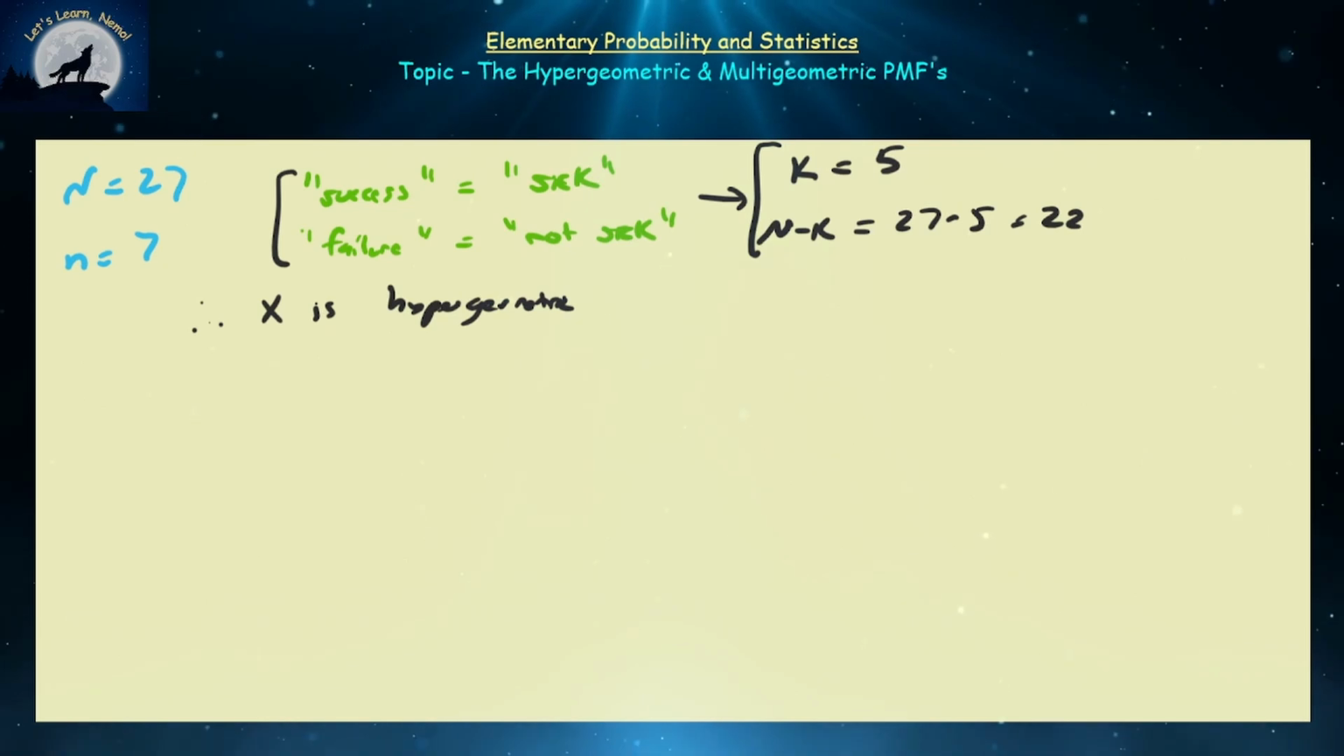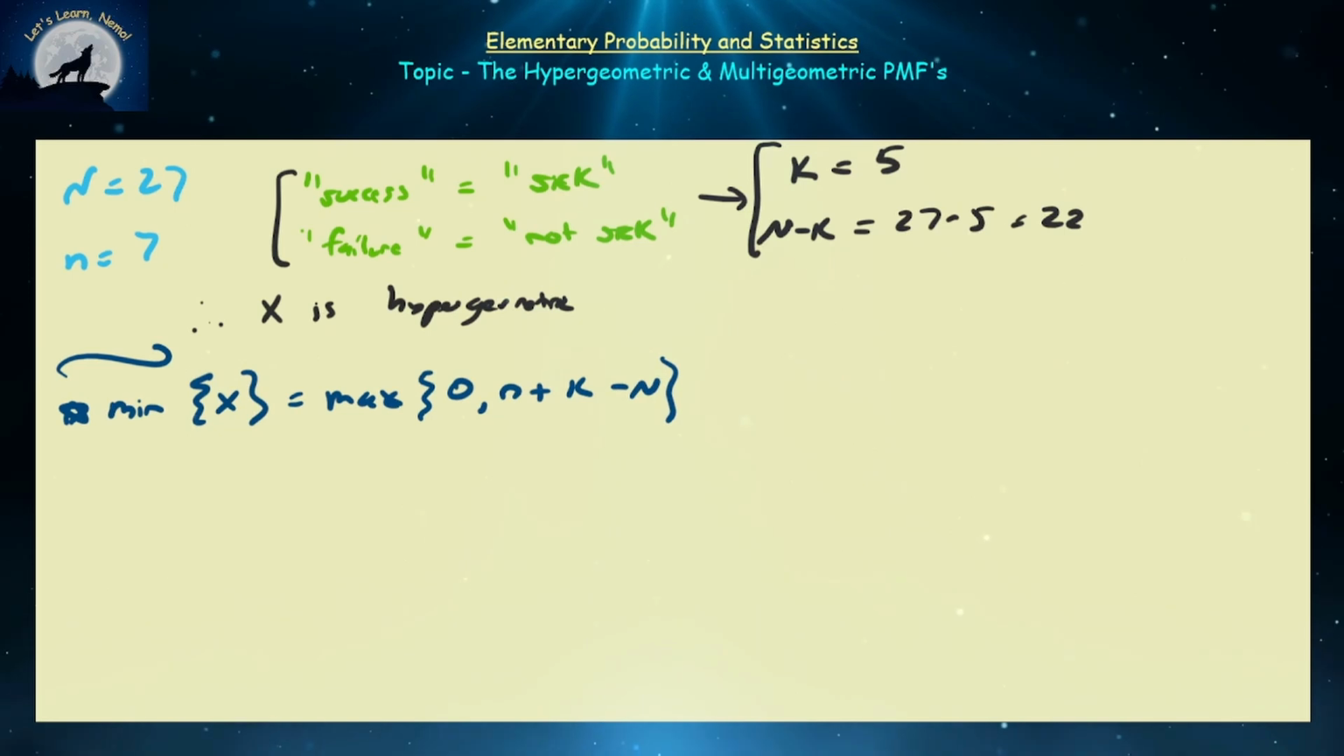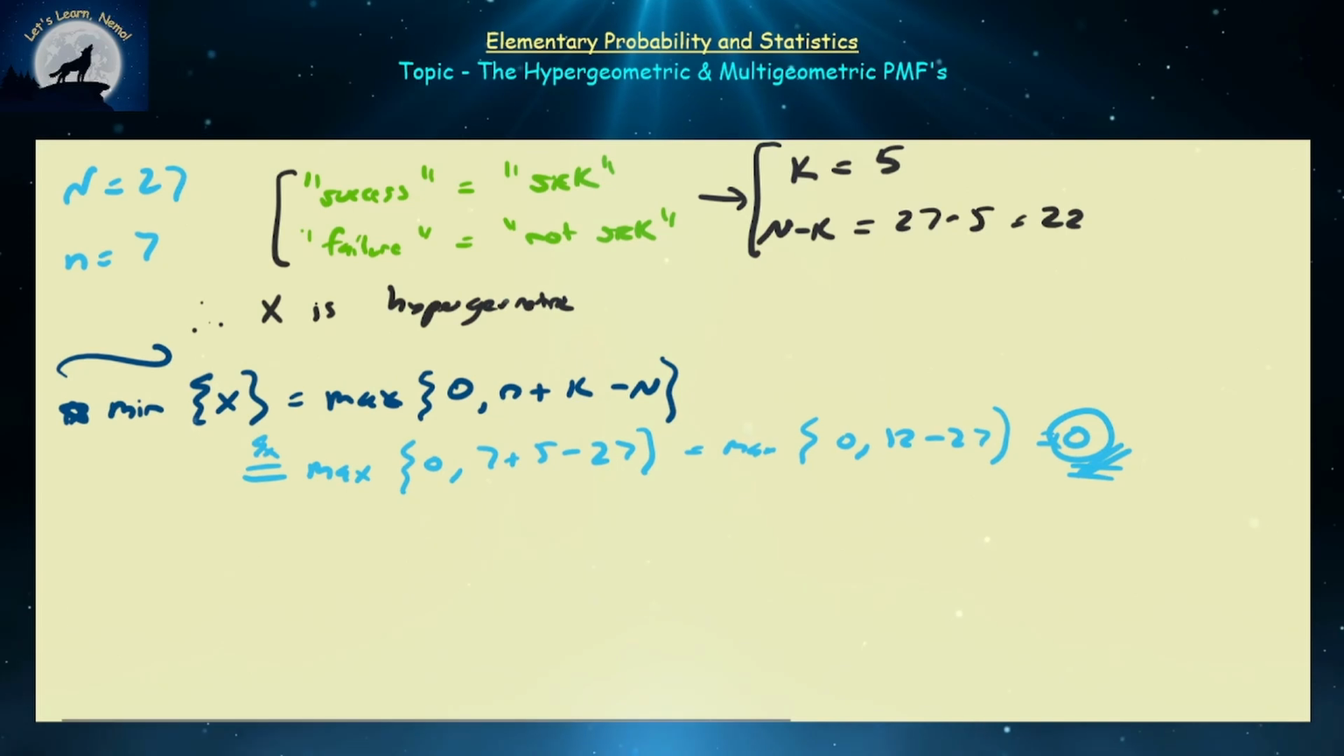The first thing we need to figure out is, does x have a range? For example, does it have a minimum value, and does it have a maximum value? Actually, it has both. The minimum value that x could be is equal to the maximum of the two numbers, 0 and n plus capital K minus capital M. For our particular example, that's the maximum of 0 and 7 plus 5 minus 27, which is the maximum of 0 and 12 minus 27, which in this case is equal to 0. So the minimum value that x can be is 0, meaning it's possible that 0 people in our sample could be sick.